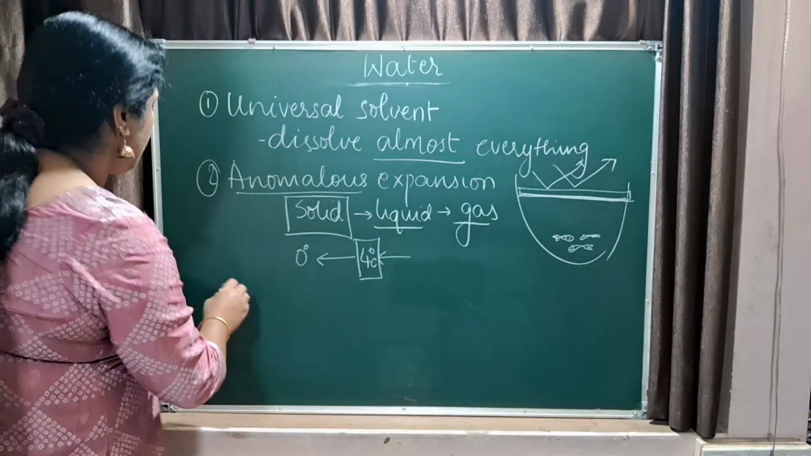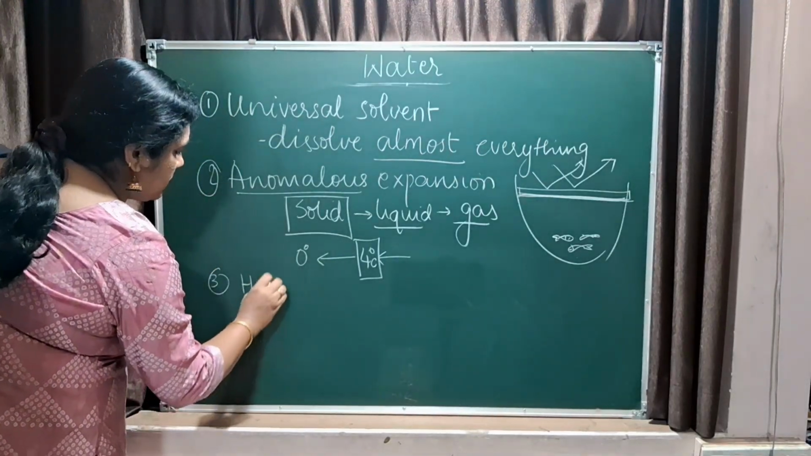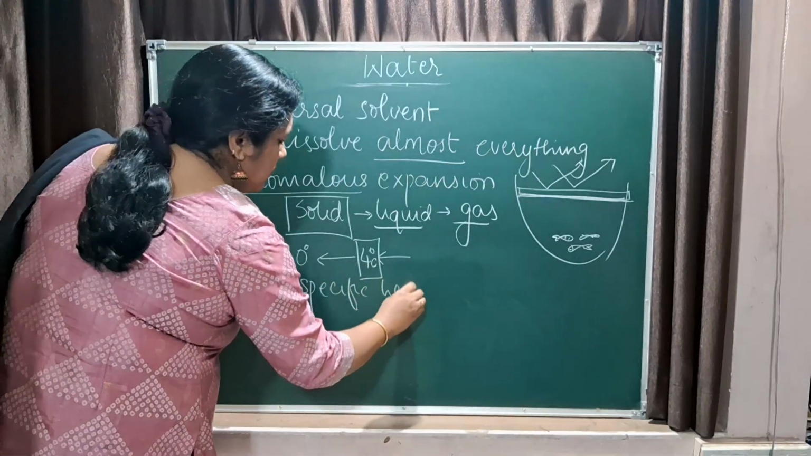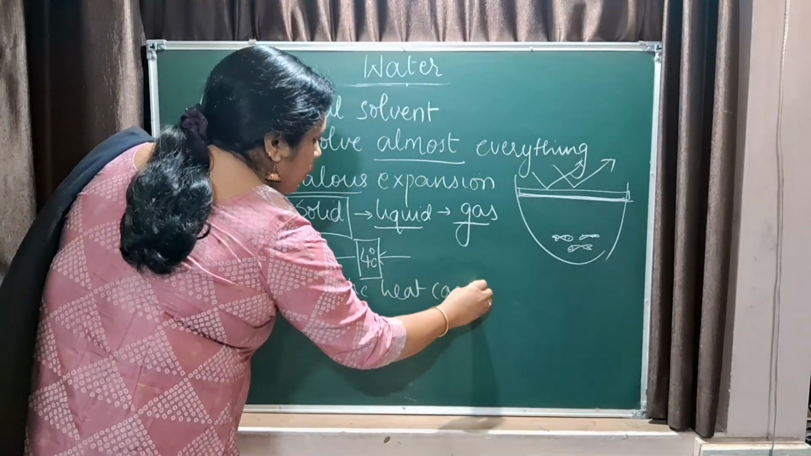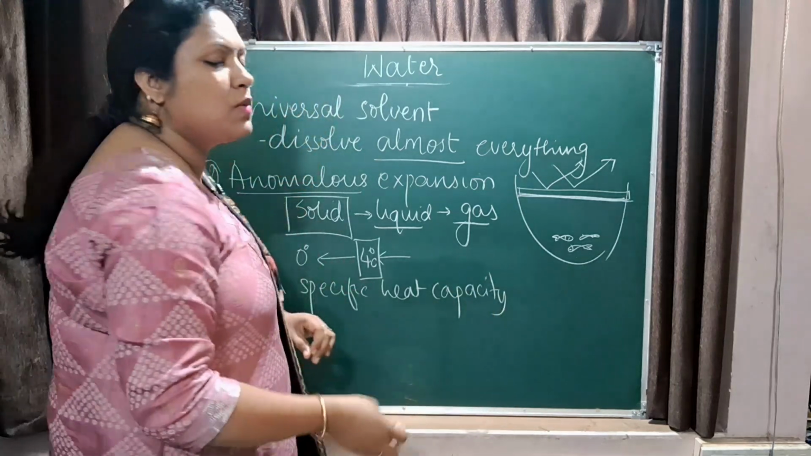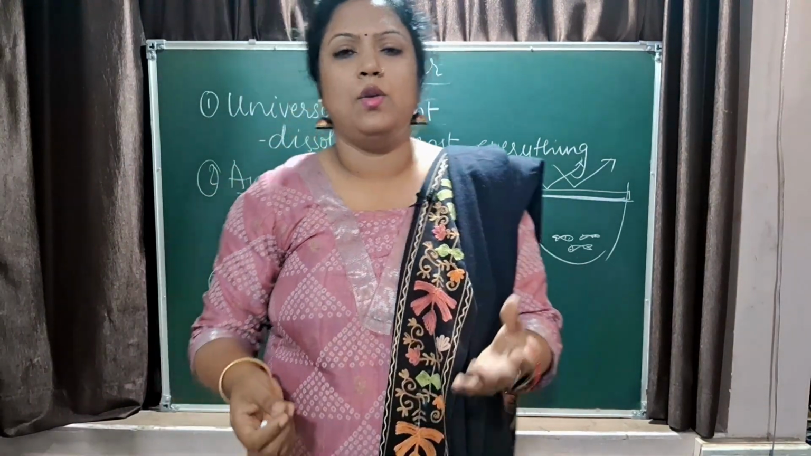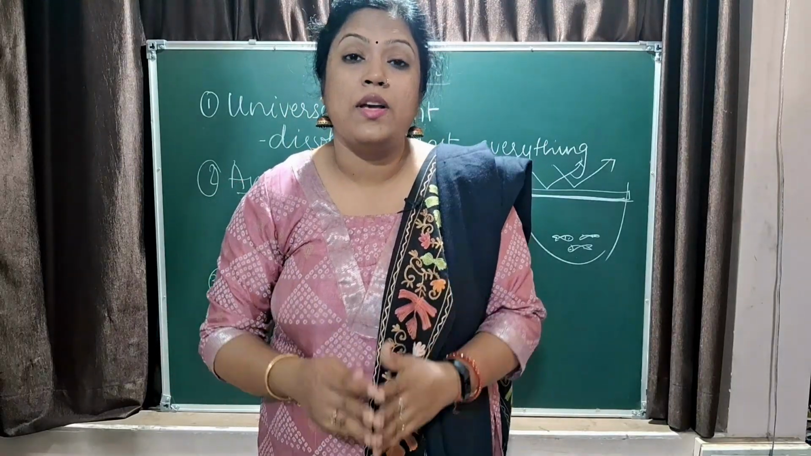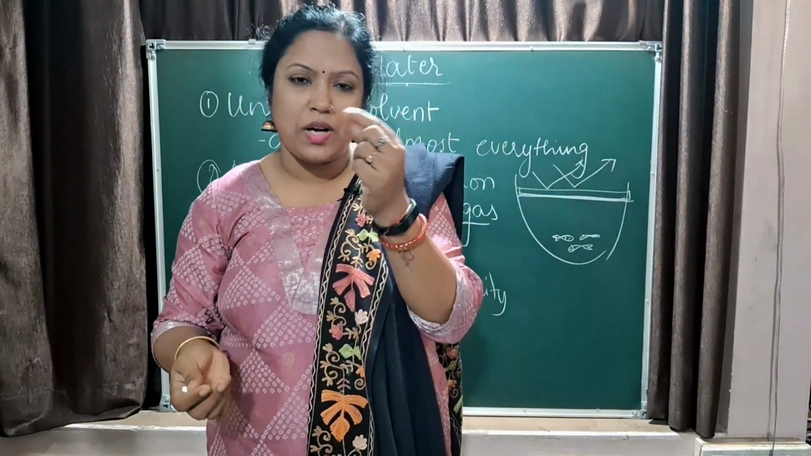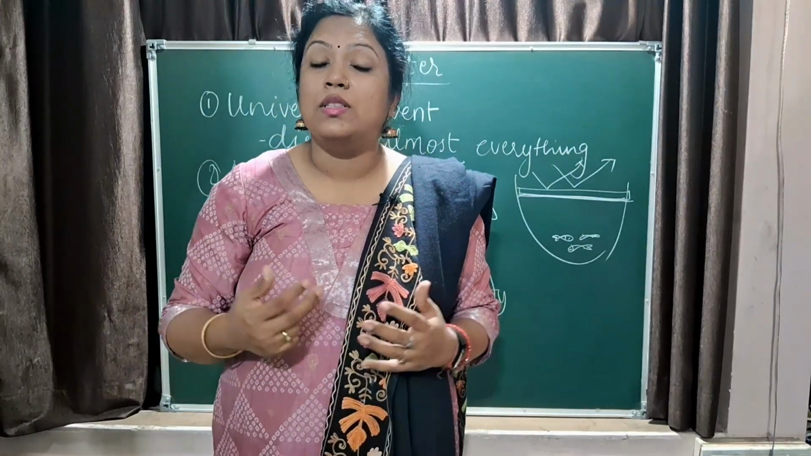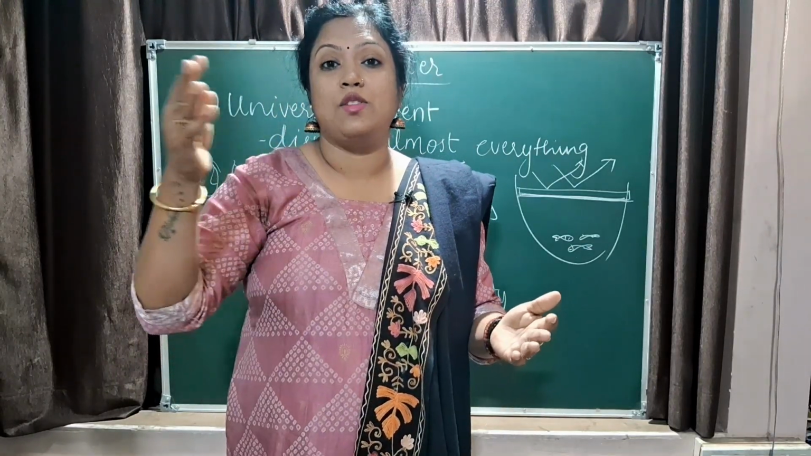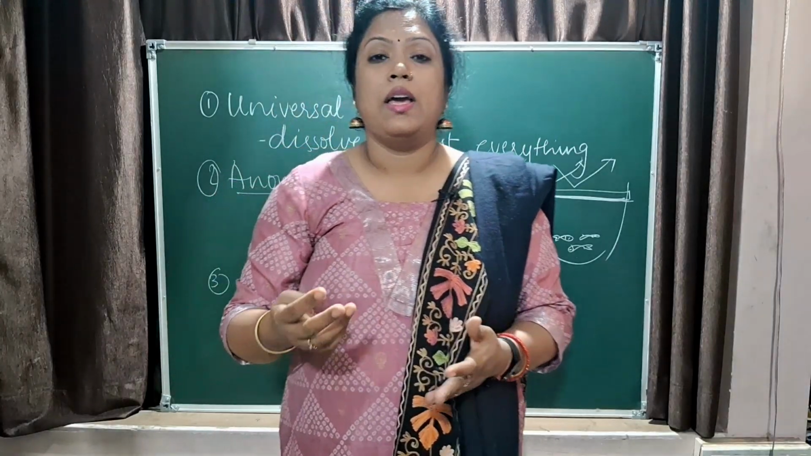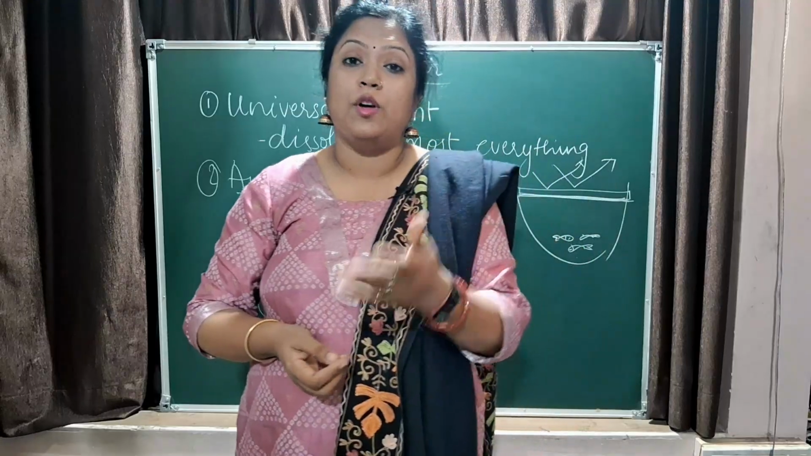Another important property of water is high specific heat capacity. Now, what is specific heat capacity? The amount of heat required to raise the temperature of 1 gram of substance by 1 degree centigrade. Water requires a huge amount of energy for just 1 degree rise in temperature. Now, how is this helpful? This is helpful in the natural phenomenon of sea breeze and land breeze. The specific heat capacity of water helps in the movement of air.